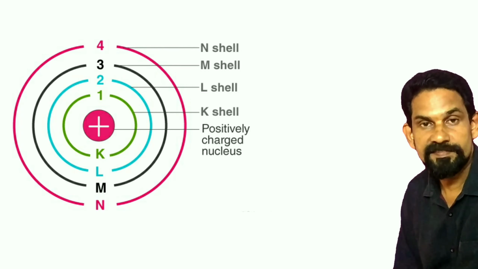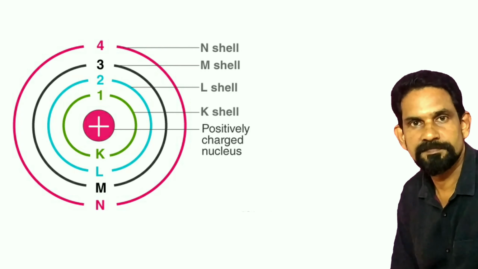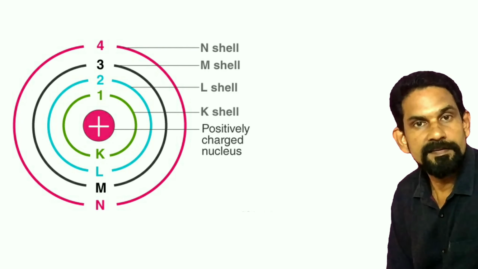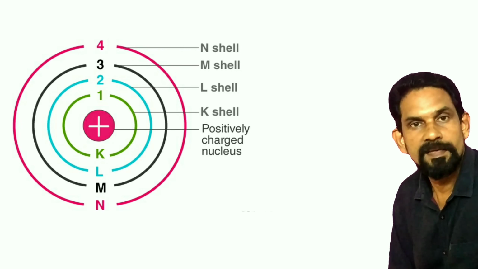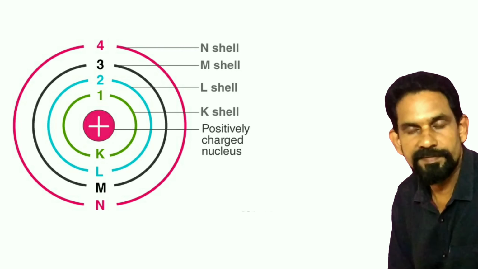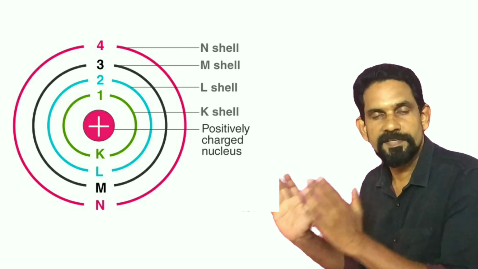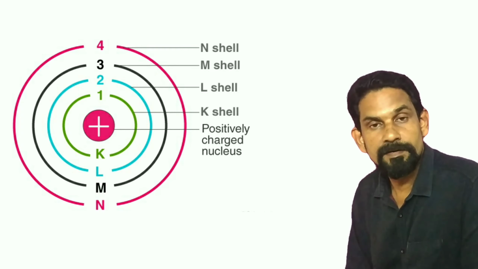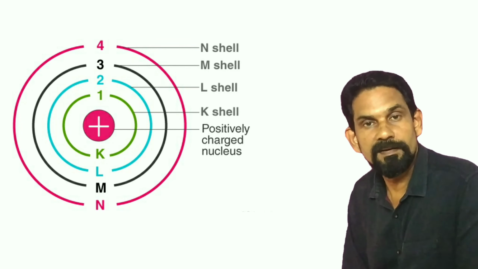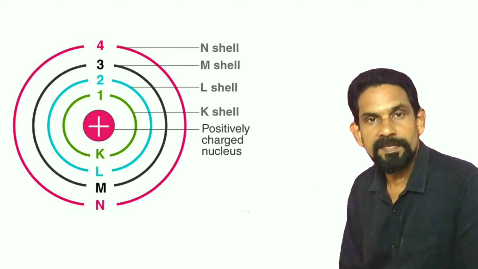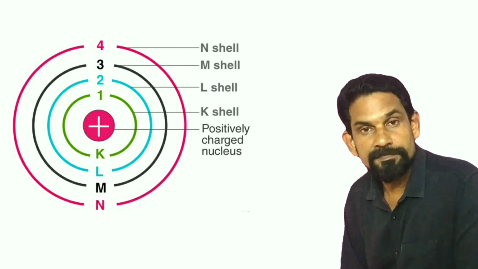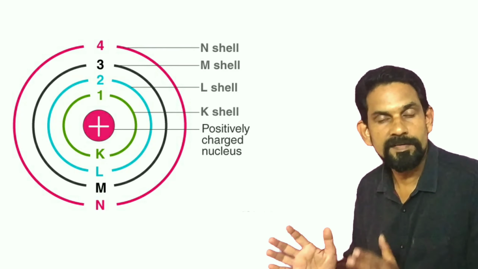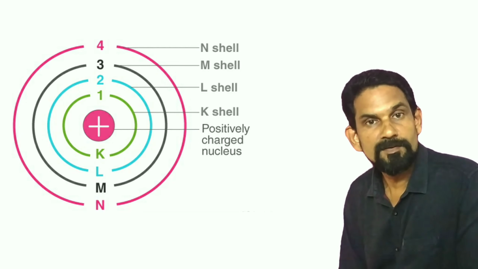How does this energy vary in different orbits? If the distance between the nucleus and shell of the atom increases, the energy of electrons also increases. If the shell is closer to the nucleus, then the energy of this shell will be less. And if the shell is far away from the nucleus, its energy will be very high. So that is about the energy of electrons.